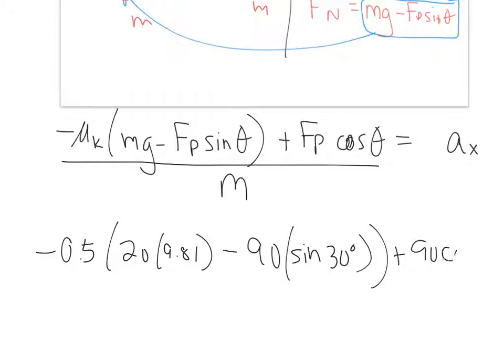Plus 90 cos 30. Projects, before you leave, projects, don't think I forgot. Okay? I need projects from everybody.